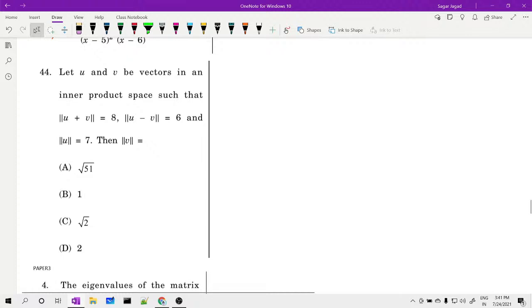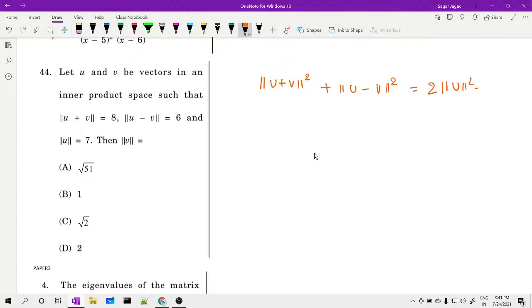Let U and V be vectors in an inner product space such that this and this are given. Okay, so I think we are supposed to use that result: norm of U plus V squared plus norm of U minus V squared is equal to what? It is equal to 2 times norm of U squared plus 2 times norm of V squared. So 8 squared is 64 plus this is 36, then it is 2 times 7 squared, which is 49, plus 2 times norm of V squared.